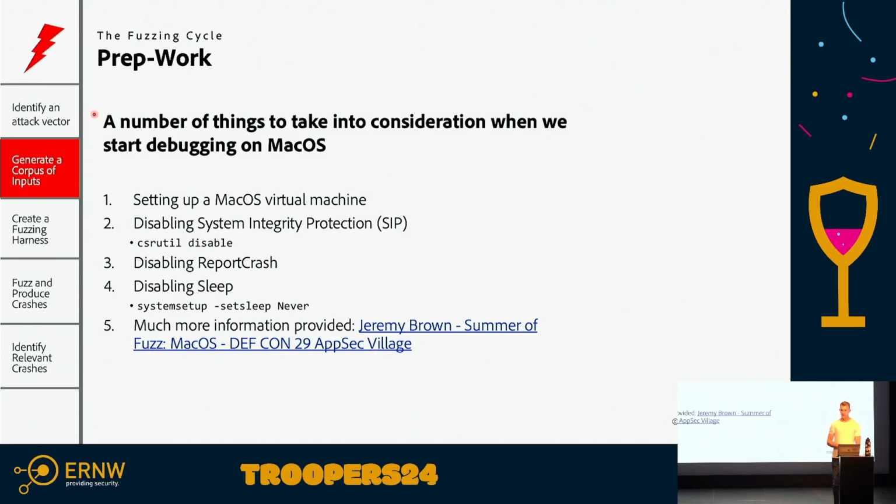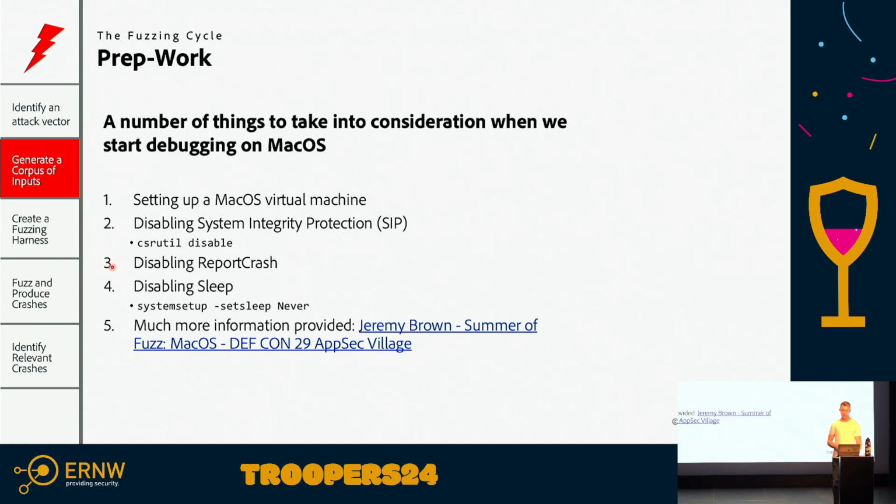Just as a quick aside, when you are fuzzing on macOS, there's a few things to take into consideration. This took me a while to figure out and get my fuzzing setup all situated. I recommend setting up a macOS virtual machine because that enables you to pretty easily disable System Integrity Protection, SIP. You're going to need to do that whenever you start debugging certain processes on macOS and really getting down and dirty with the system.